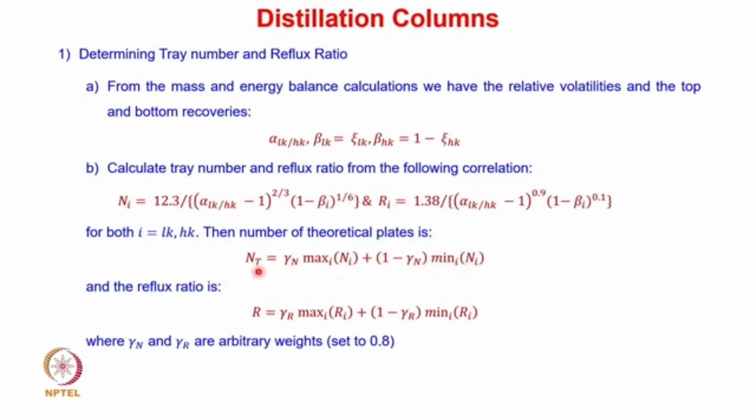which is given here. So you can see that the actual number of theoretical trays which is required, we can calculate as gamma n into max Ni plus 1 minus gamma n min Ni. So minimum and maximum values which we have calculated for the number of trays from this equation, we can put in this equation, and we can use this gamma n value equal to 0.8, and we can calculate the theoretical number of trays or plates required. Similarly, we can also calculate the actual value of the reflux ratio using the similar equation here.